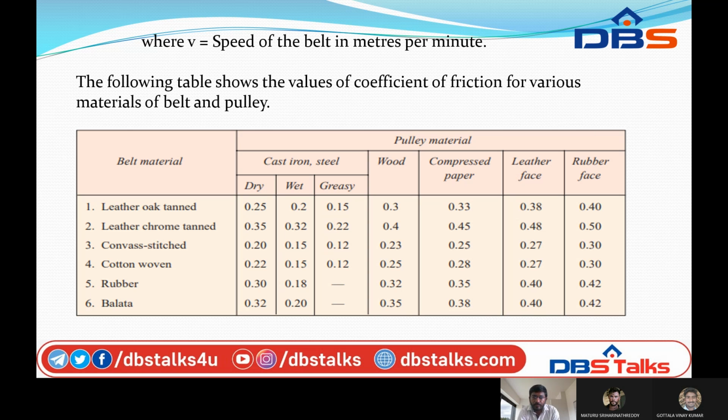rubber face 0.42. And finally balata for the belt material, pulley material cast iron or steel: dry 0.32, wet 0.25, wood 0.35, compressed paper 0.38, leather face 0.40, rubber face 0.42. So these are all the various coefficients of friction between the various materials of belts and pulleys. The following table is used in the problems.